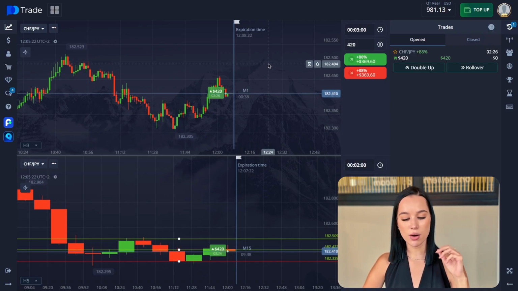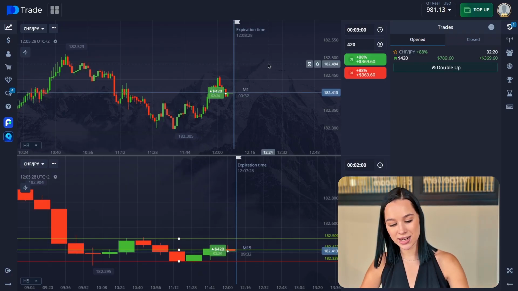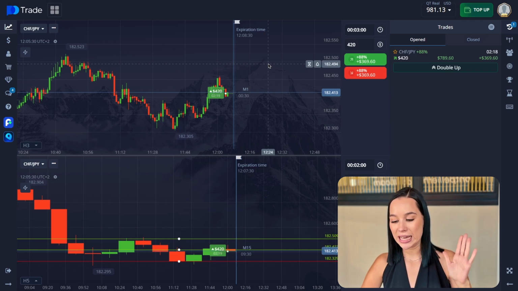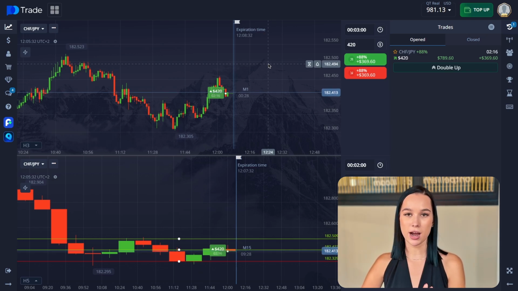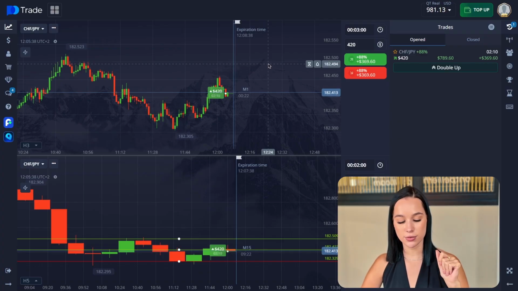Also, you don't need to overload the chart with indicators. As you can see, I'm just using support and resistance levels and candlestick analysis. Actually, it's enough if you know how to use it, but it takes a lot of practice. It's not just one day of learning. So guys, give yourself time as well.